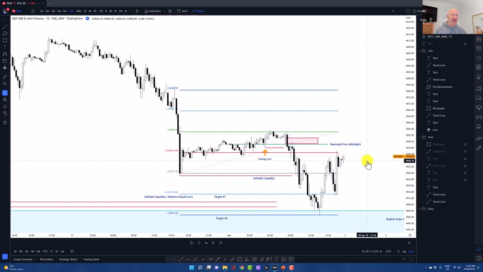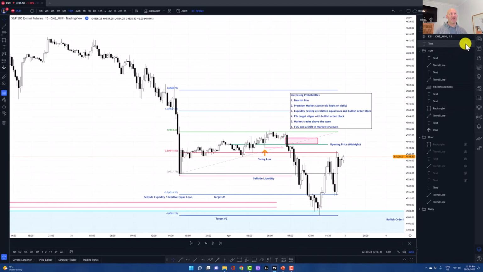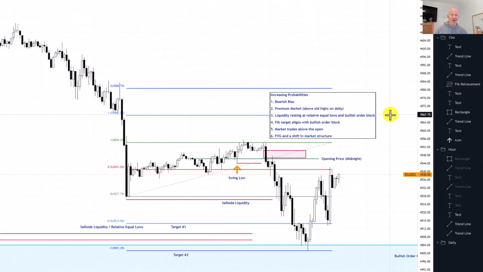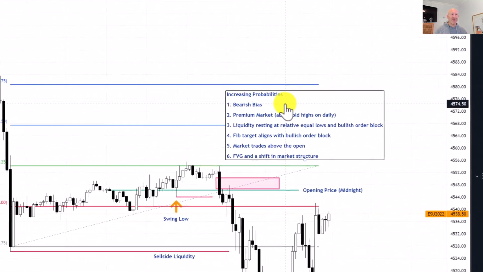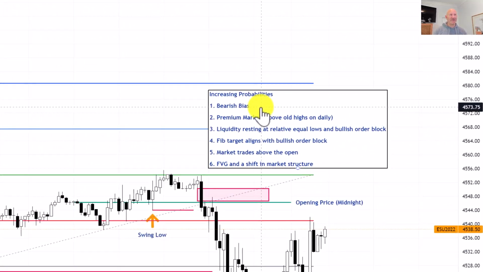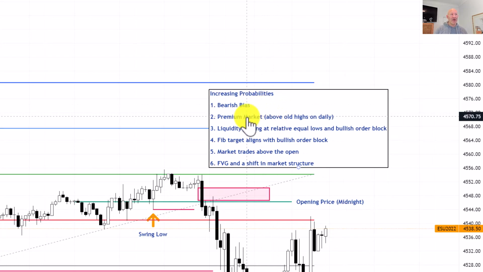So if we just recap everything that we've covered to date, you can see how we're creating a lot of confluence and we're building probabilities in our favor that this particular setup is going to be successful. So we go into our daily chart and we've determined that we have a bearish bias. Again, from our daily chart, we're in a premium market because we've taken out those old highs.